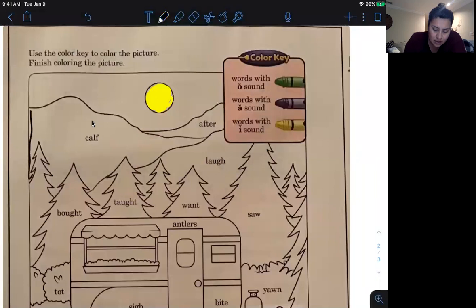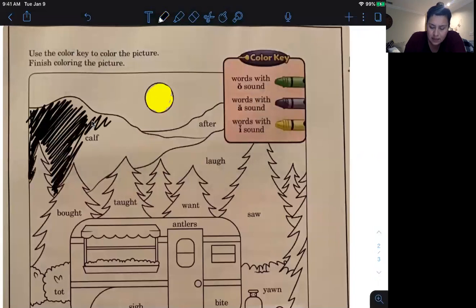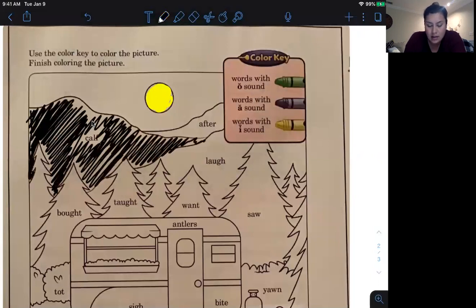So I'm going to try my best to color it nicely. And I'm doing this a little bit fast just for the sake of time. So I know yours is going to be much nicer than mine because you're going to take your time and do it nice. Okay. There we go. What about after? Does that sound like ostrich or apple or I, long I like an ice cream? Yes, it would be black again.